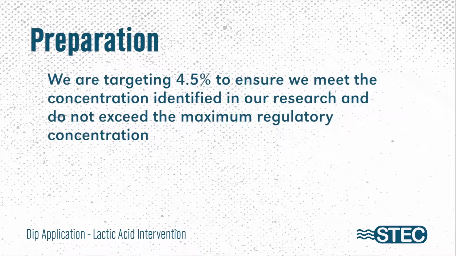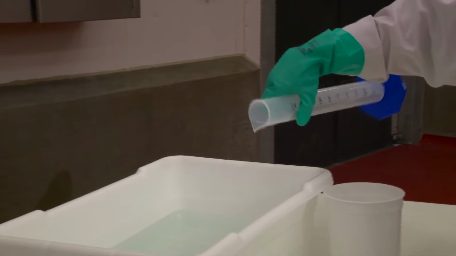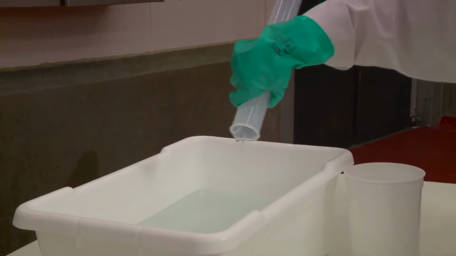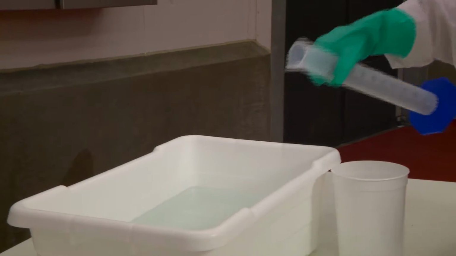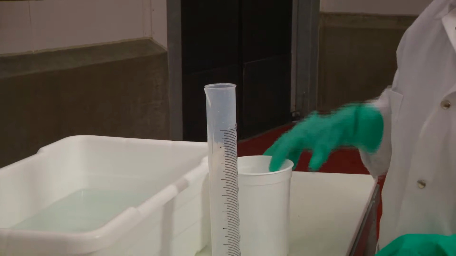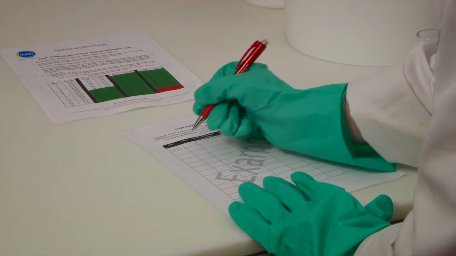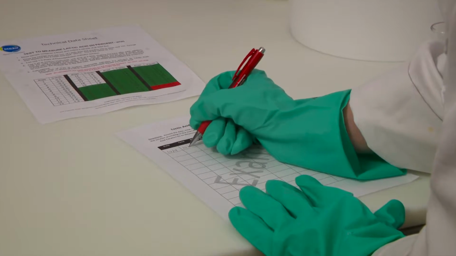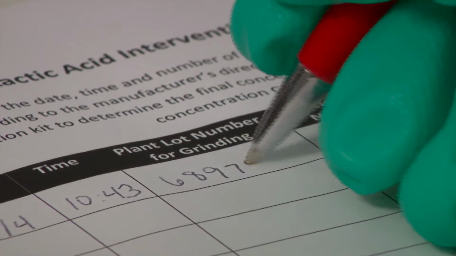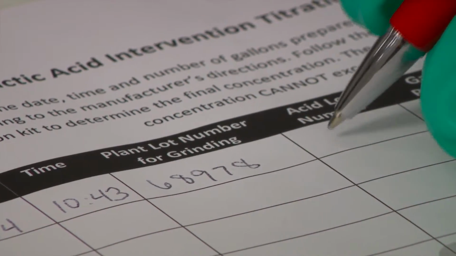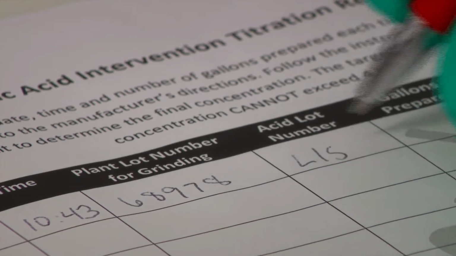We are targeting 4.5% to ensure we meet the concentration identified in our research and do not exceed the maximum regulatory concentration. Adjust the solution with additional water or 88% lactic acid concentrate as needed to reach the desired concentration. The final concentration of the dip solution should be recorded and kept for production records. A document like this example can be used as a running log for several production dates.